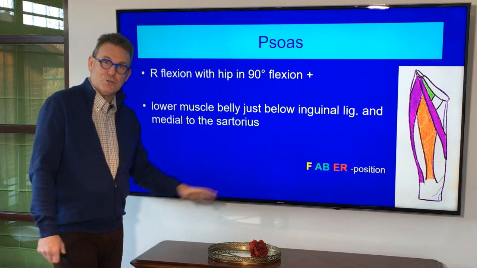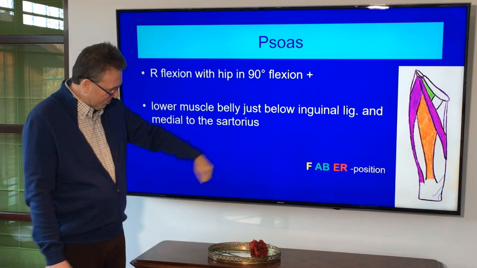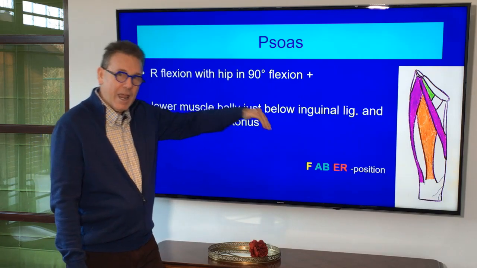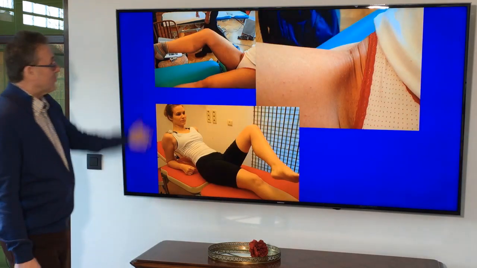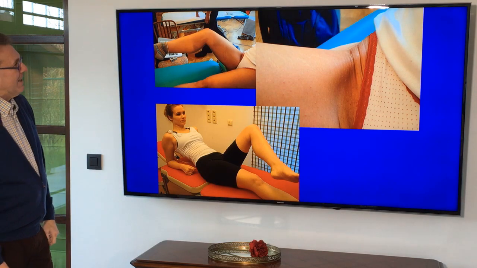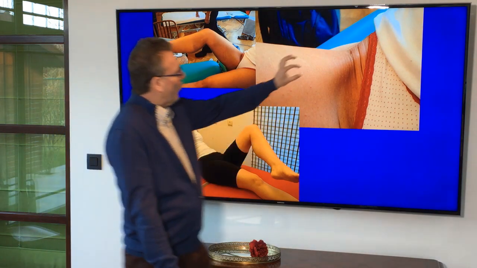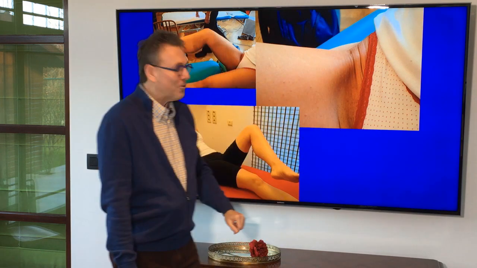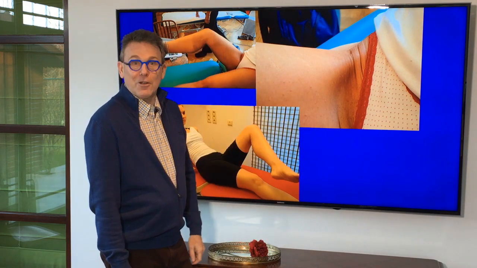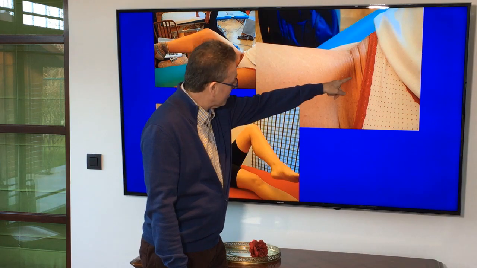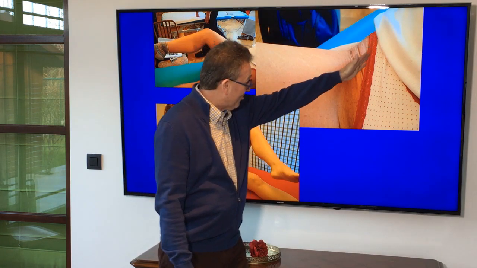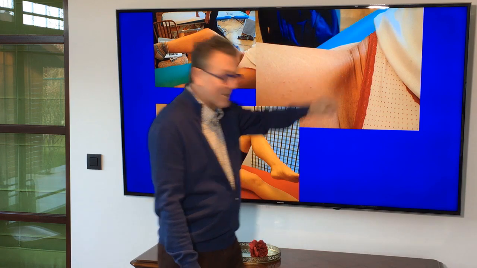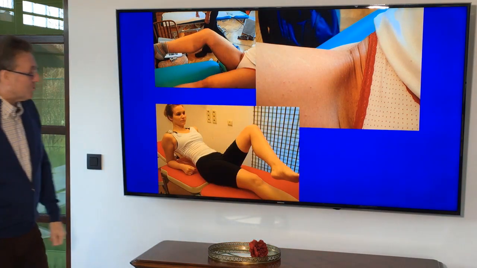And how can you palpate that? You ask the patient to lie in the Faber position. Flexion, abduction, external rotation. So, in this position. Look at that. What a beautiful sartorius. So where are you going to find the psoas? We're going to find the psoas over there, just under the inguinal ligament, medial to the sartorius, in that corner. Voila. And you're going to friction over there.